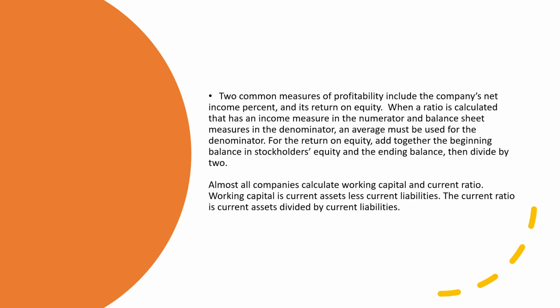So now, two common measures of profitability include the company's net income percent and its return on equity. When a ratio is calculated that has an income measure in the numerator and a balance sheet measure in the denominator, an average must be used for the denominator. For the return on equity, add together the beginning balance in stockholders' equity and the ending balance, then divide by 2. So this is the explanation of the previous formulas.